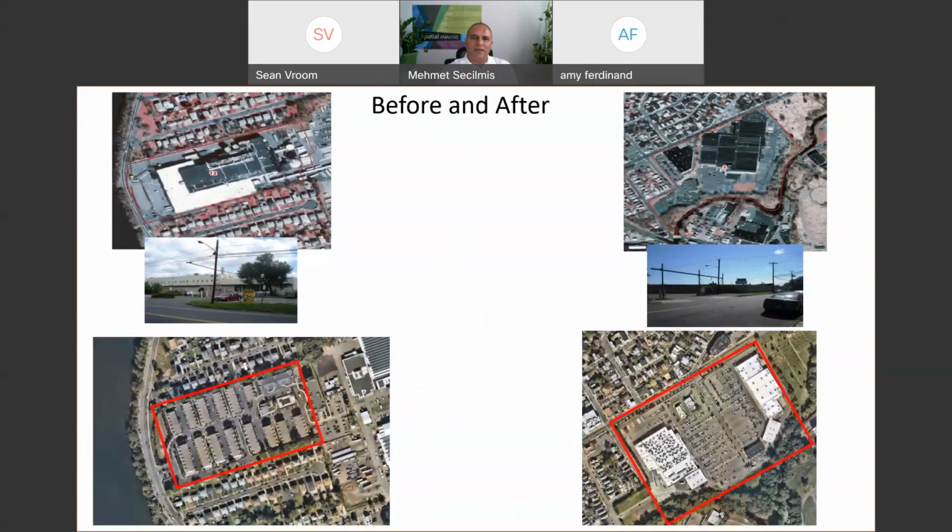Just to give you an idea, a before and after scenario, I mentioned 2 large properties. This was a paper company, a paper factory, and it used to be like this, demolished and turned into a residential complex like this here, the recent imagery. And this one was an industrial complex, an abandoned property, demolished and turned into a shopping center, including Walmart.